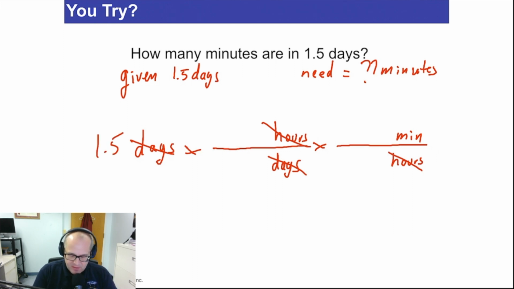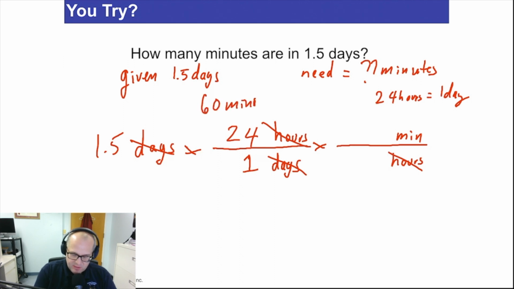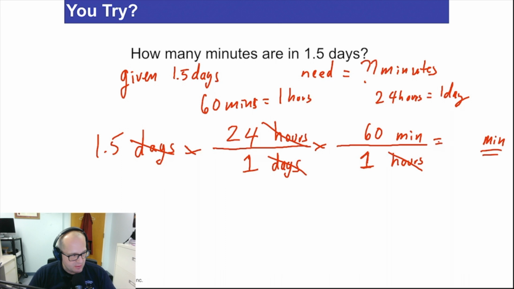1.5. Now I know that there are 24 hours in one day. So put the number 1 down here. 24 goes up there. I also know that there are 60 minutes in 1 hour. So the number 60 goes up here, and the number 1 goes down there. And that will leave us in minutes. I just put min. I'm running out of space here. Okay? That's how you'd solve this question.